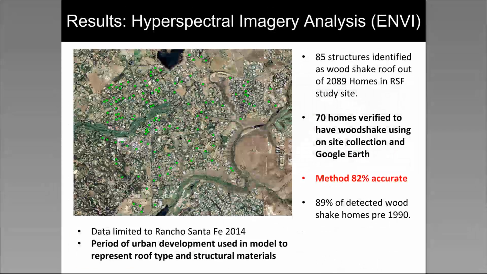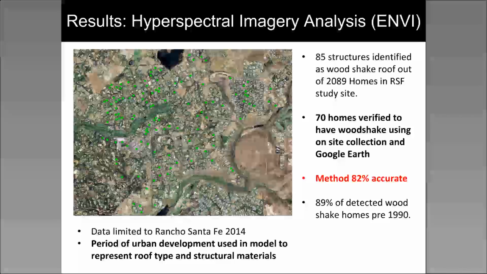So here was the result of this. We found 85 structures were identified as woodshake roof out of 2,089 homes in Rancho Santa Fe, and then out of that, 70 were verified to actually have woodshake roofs, using both an on-site visit and also Google Earth. So we found that this method was 82% accurate.